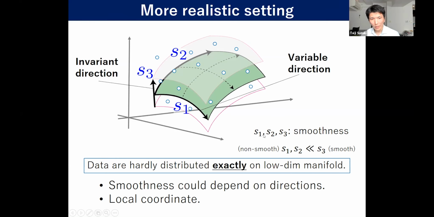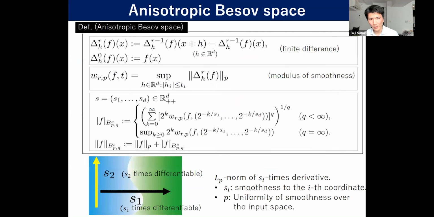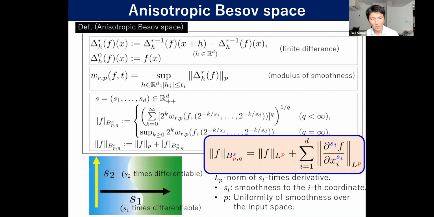Okay, so if we consider this kind of situation, we can deal with a setting where the data is outside of the manifold. That kind of situation can be captured by the so-called anisotropic Besov space. The anisotropic Besov space is characterized by d positive reals, s_1 to s_d. So instead of one real variable, s_1 to s_d come in here.